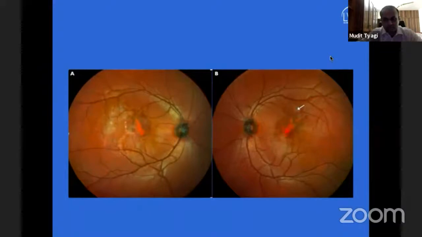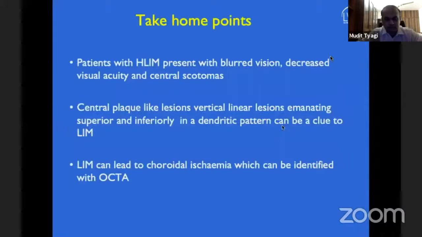So this is a case which was not actually uveitis, but was initially thought of as uveitis. But careful history taking and looking at the pattern made the diagnosis pretty simple. So central plaque-like lesions with vertical linear lesions emanating superiorly and inferiorly can be a clue to laser-induced maculopathy. And laser-induced maculopathy can lead to choroidal ischemia, which can be identified with the help of OCT angiography.